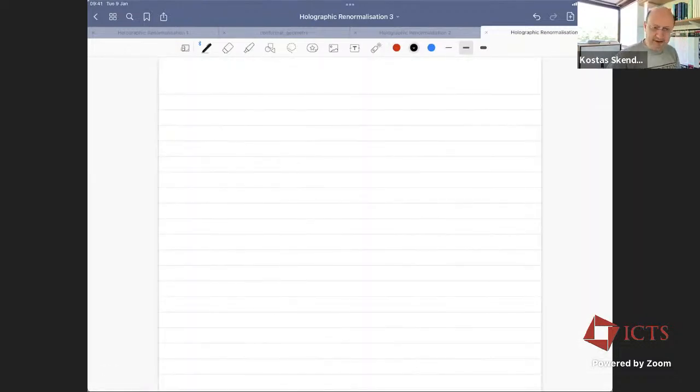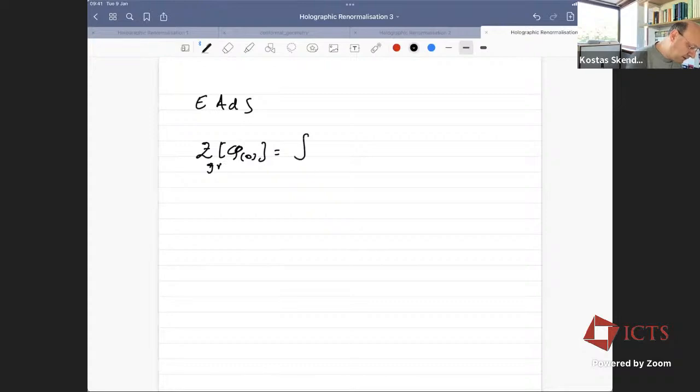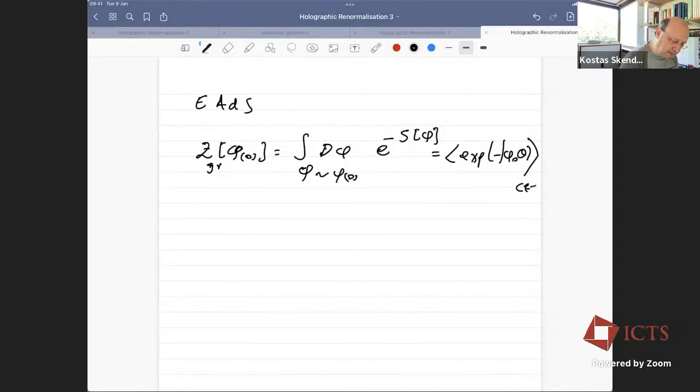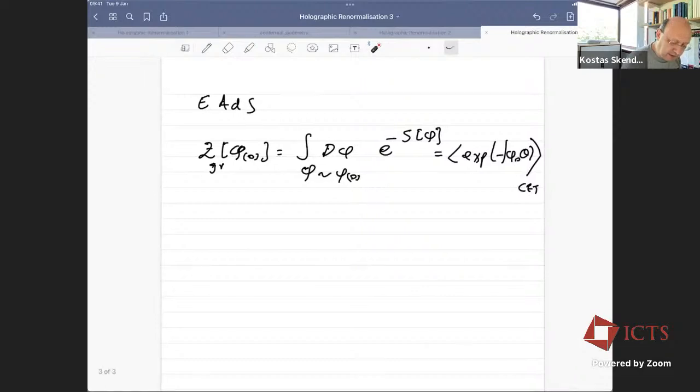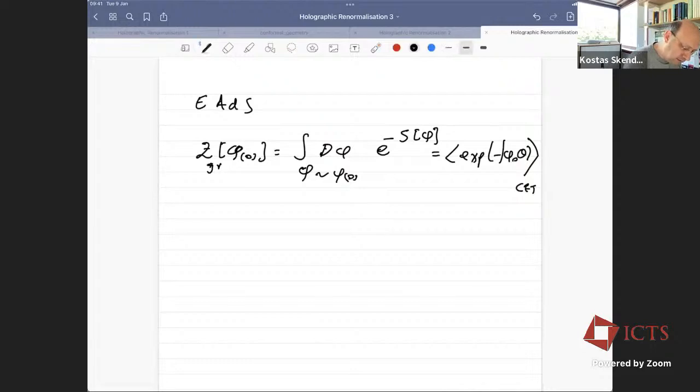Okay, so let's briefly review what we discussed in the last two lectures. Again, Euclidean AdS. The main prescription is that the partition function is a function of boundary conditions. Here we're discussing the low energy regime on the gravity side. So we have a path integral where the field phi has some boundary conditions phi naught, and we have an action, which is again a function of the field phi. And then AdS/CFT says that this is the expectation value minus the CFT expectation value of correlators of the operator O, where the boundary condition here acts as a source.